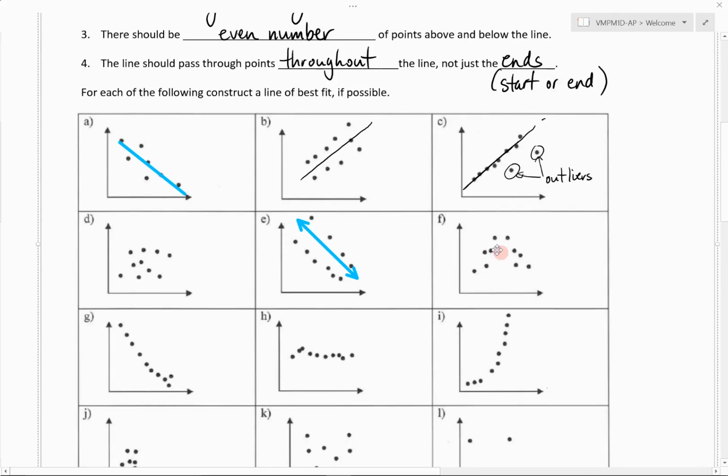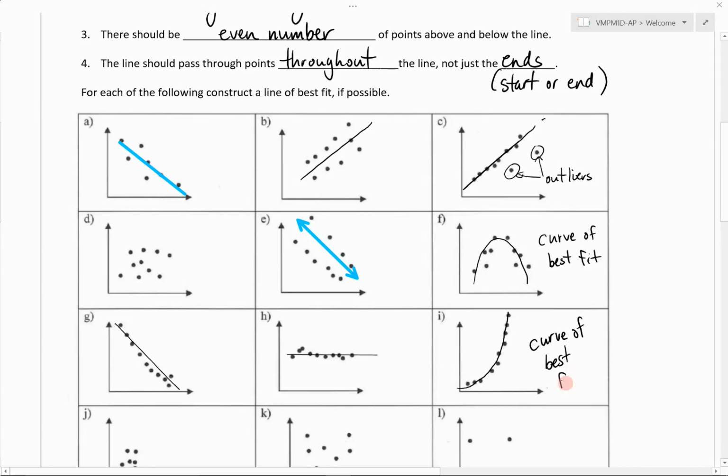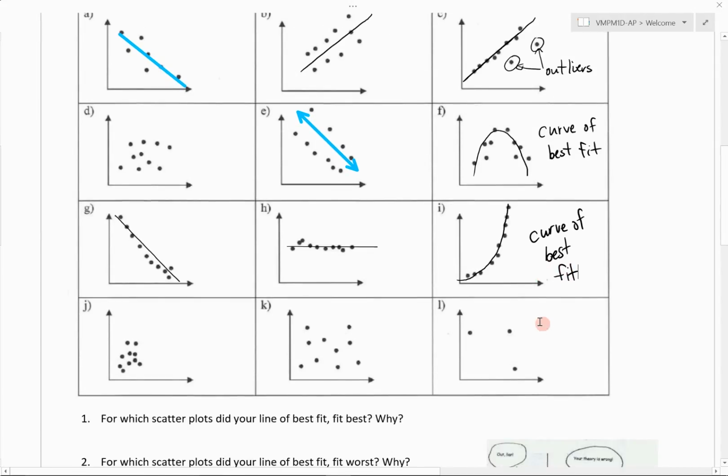For part F, we don't have a straight line per se, but we have something like a curve of best fit instead of a line of best fit. For part G, we can construct a line. Something like this would be a line of best fit. For part H, we can construct a line where we cross as many points as we can. That's a line of best fit. Part I looks like another curve of best fit, so we can draw a curve. But we won't do too many things with curves in grade 9. It's mostly going to stick to straight lines.